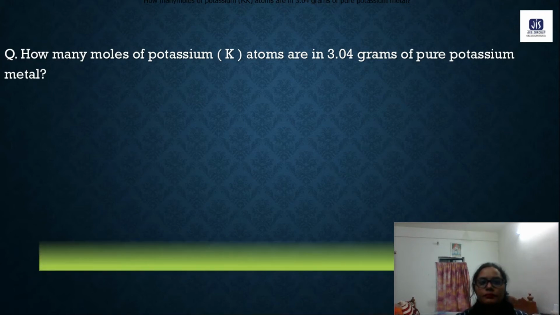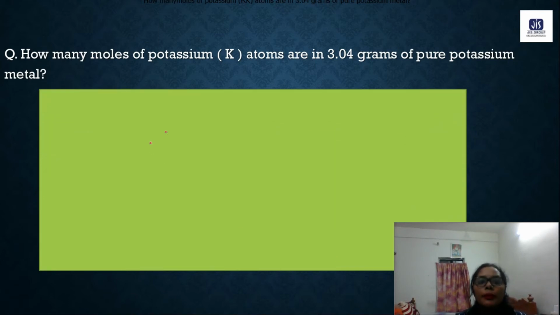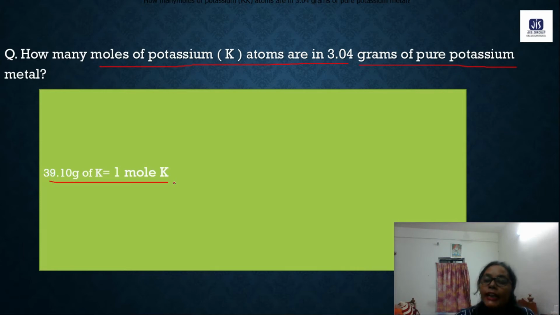the full marks. The first question is, how many moles of potassium atoms are in 3.04 gram of pure potassium metal? First of all you should remember the molecular weight or molar mass of the potassium atom, which is 39.10. As I told you, 1 mole of any substance equals its molecular weight in gram. So if the molecular weight of potassium is 39.10, that means 39.10 gram of potassium equals 1 mole of potassium, right?